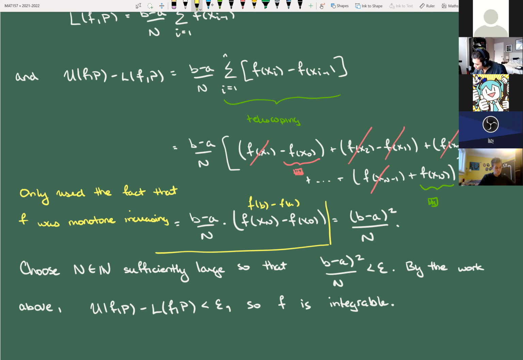This whole numerator is still just a constant, right? So you just say choose n sufficiently large such that (b minus a) times (f of b minus f of a) divided by n is less than epsilon. Boom. You've now got that literally every monotone function is integrable, right? So big hint there for your assignment, because in your assignment, you're dealing with x squared, but you know that a and b are strictly positive.